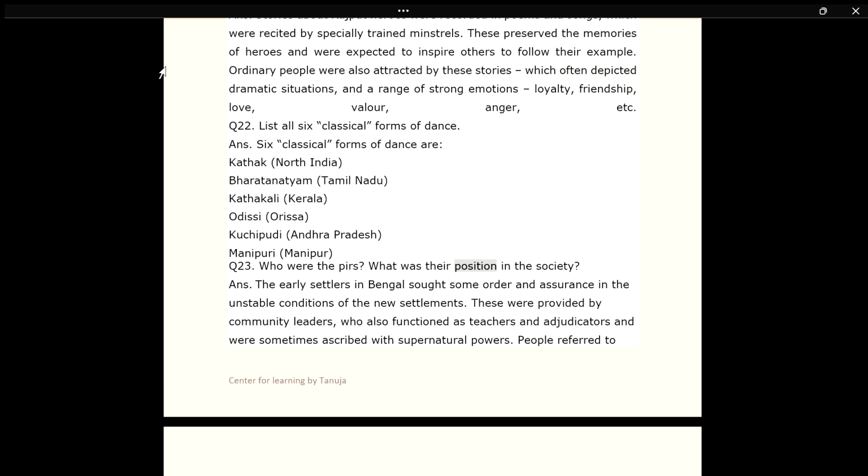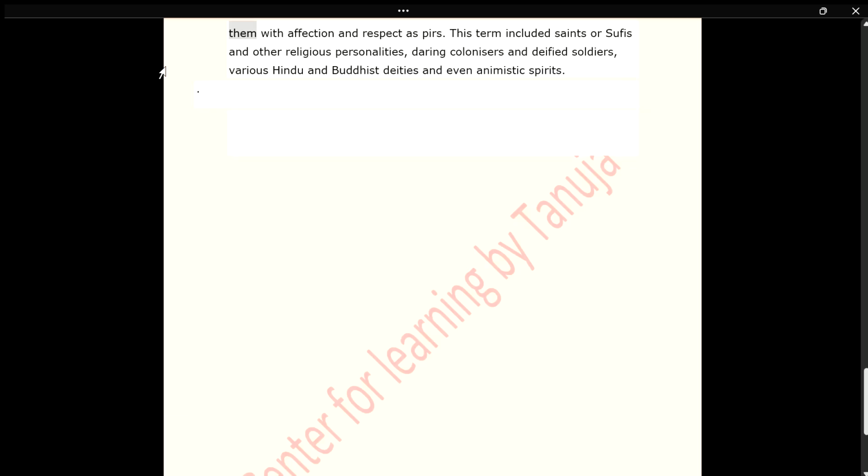Q23. Who were the peers? What was their position in the society? Ans. The early settlers in Bengal sought some order and assurance in the unstable conditions of the new settlements. These were provided by community leaders, who also functioned as teachers and adjudicators and were sometimes ascribed with supernatural powers. People referred to them with affection and respect as peers.